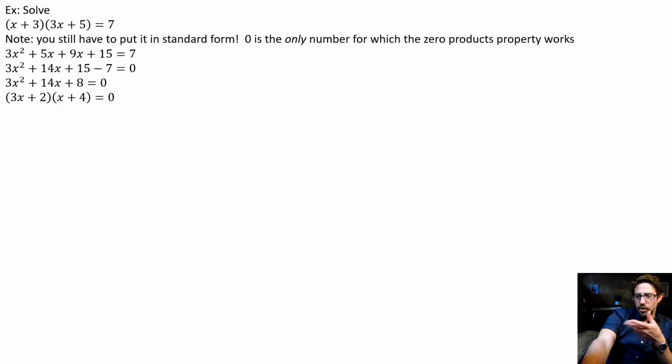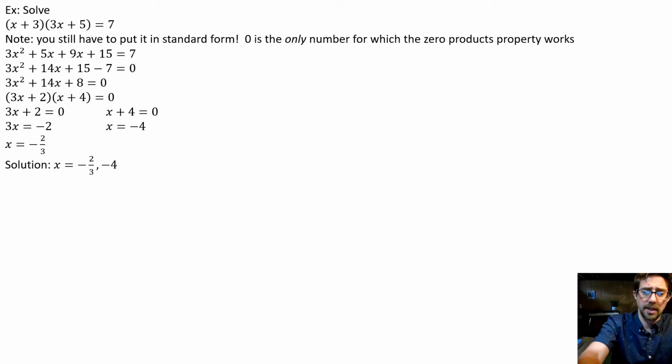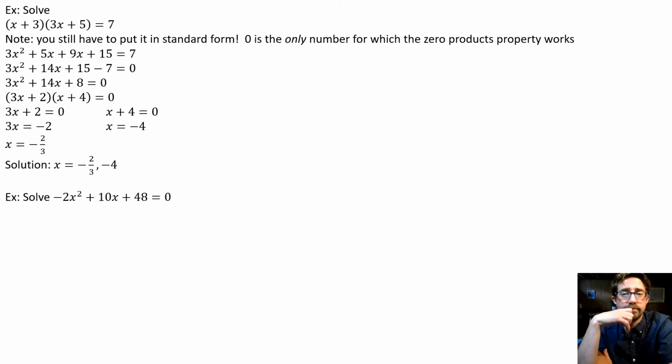3x plus 2 has to be 0, or x plus 4 has to be 0. All right, x is negative 2/3, or x equals negative 4. And for your final answer, you can just summarize everything in a comma separated list. Okay, so that's a bit of a process, right? There's no real quick way to do that. It takes some steps, probably more than anything we've done in this course.